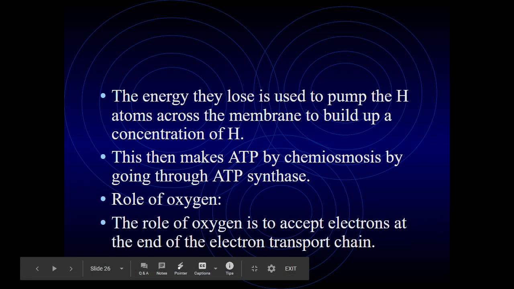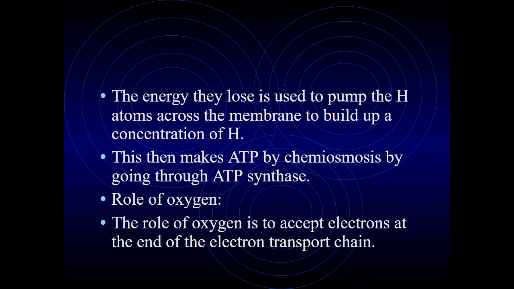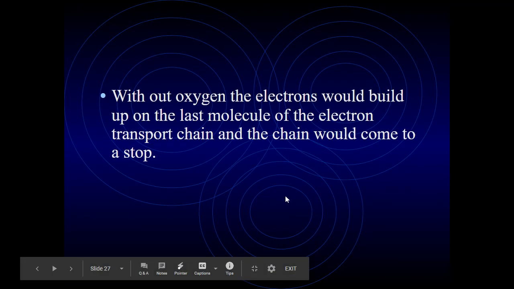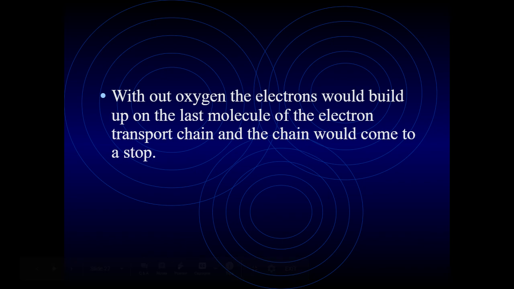The energy they lose is used to pump the hydrogen atoms across the membrane. Then the ATP is made from chemiosmosis, sorry about that one, by going through ATP synthase. So the role of oxygen in this is to accept electrons at the end of the electron transport chain. This means that it will create water based on the acceptance of these hydrogen atoms.